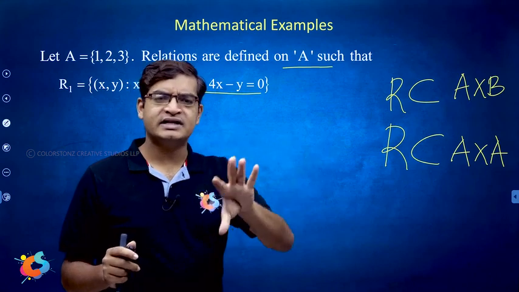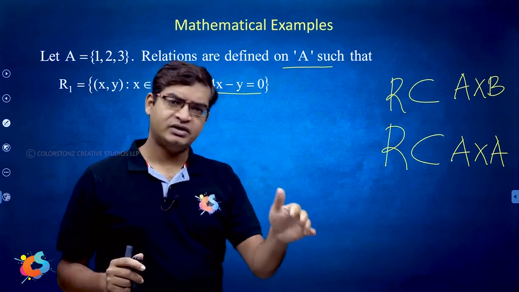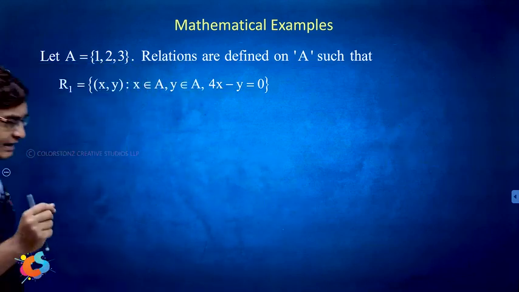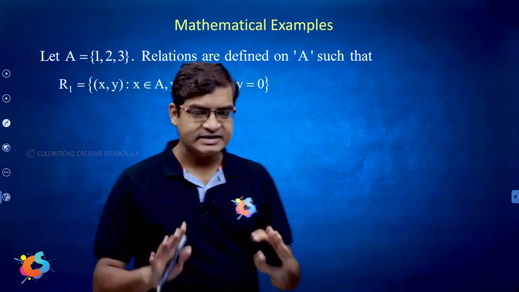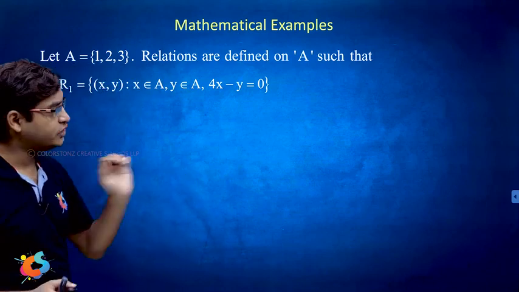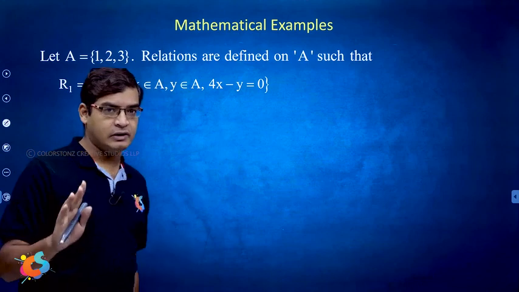We are going to discuss different types of relations that will be defined on one single set. That we will see a little later. Okay. So now we are taking a mathematical example to understand the relation, and we are defining the relation on one single set. So therefore, a relation is a subset of the Cartesian product. Here it will be A cross A.